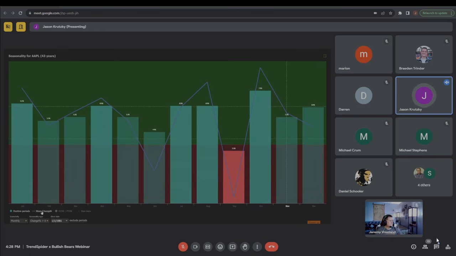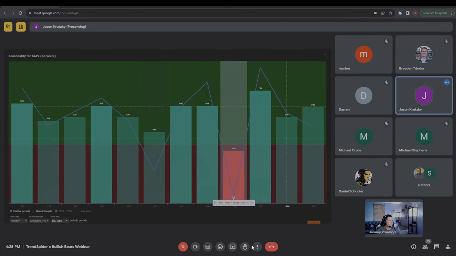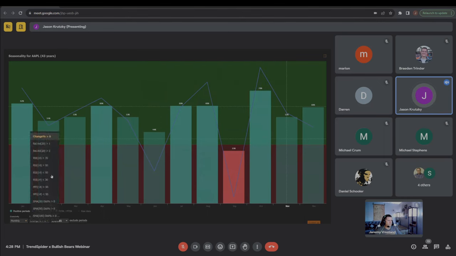We can include mean change here so we can see that on average, you're losing 4.32% on Apple over the past 43 years in September. On average, you're gaining 6.38 in October. So buying in September, selling in October, that's the type of understanding that we can very quickly glean from a chart like this. But you can break this down in all kinds of different ways.